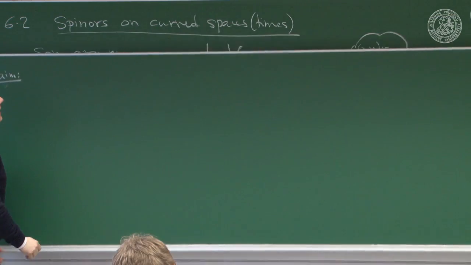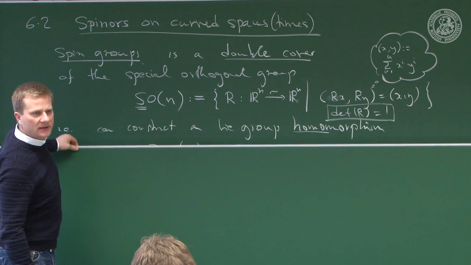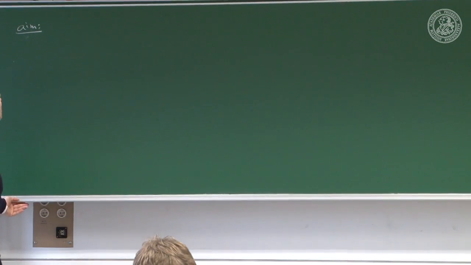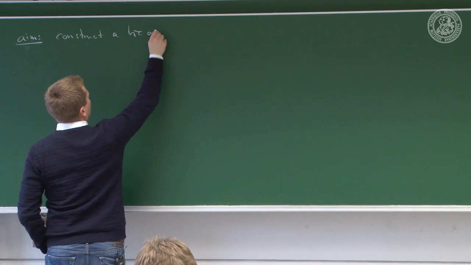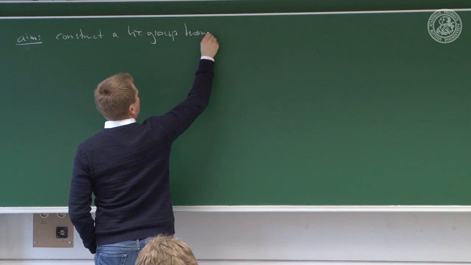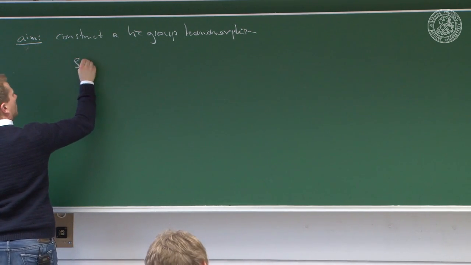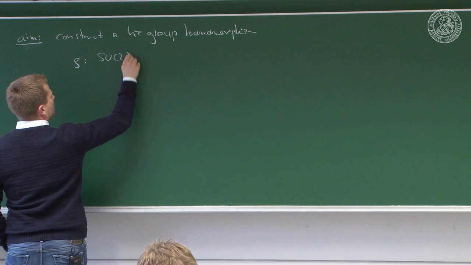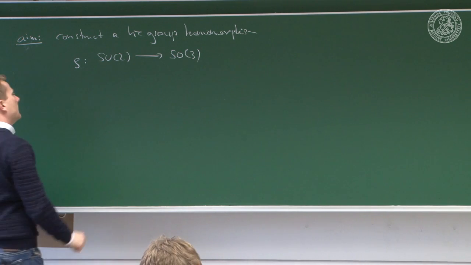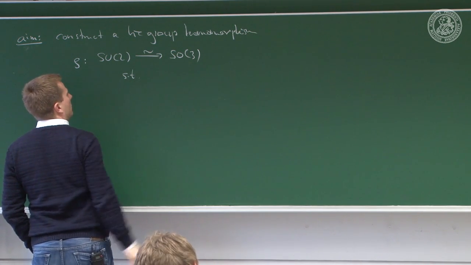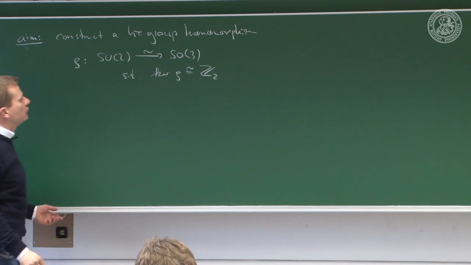Well, you could say, okay, why do you make this definition? Well, it will turn out to be important, okay? So we first have to work a little bit in order to have the structure we need. So our aim is to now construct a Lie group homomorphism rho that takes you from SU2 to SO3, okay, that's the case we're looking at, such that the kernel of rho is the Z2 group.